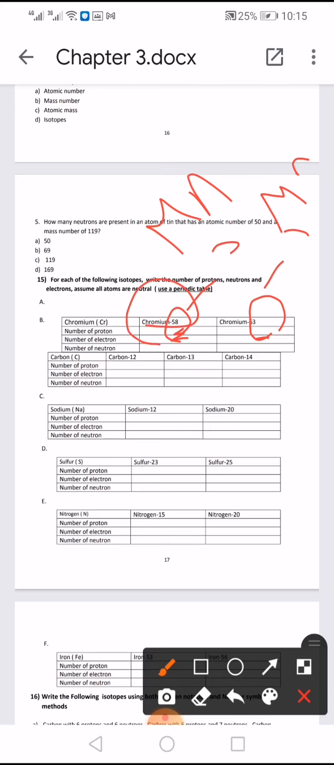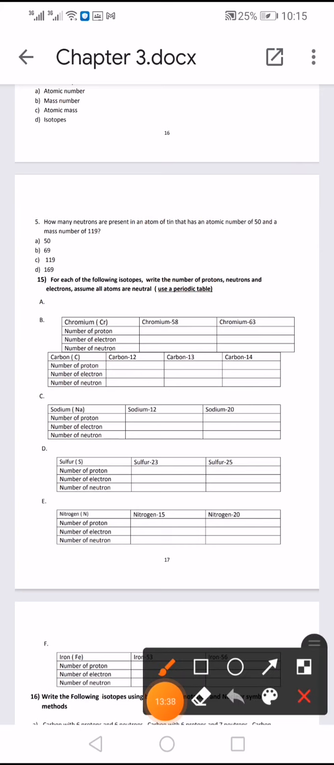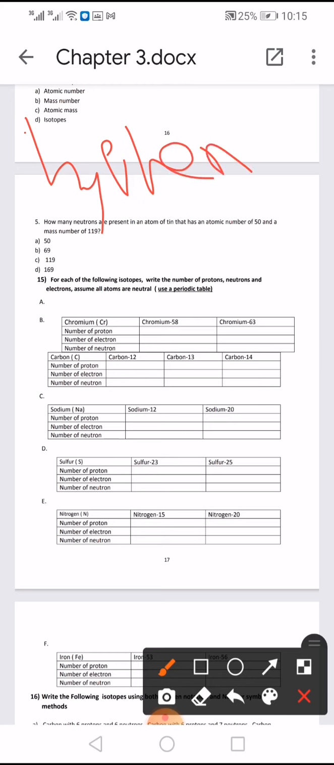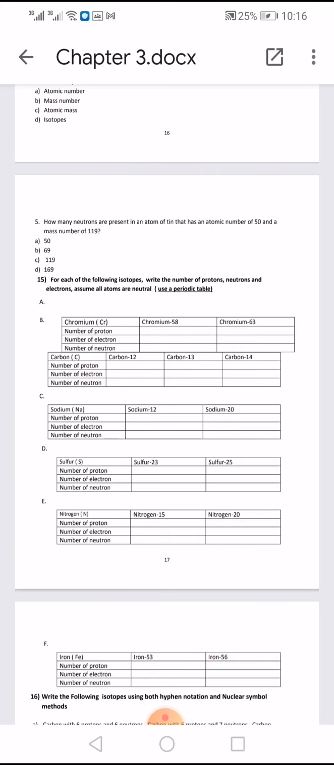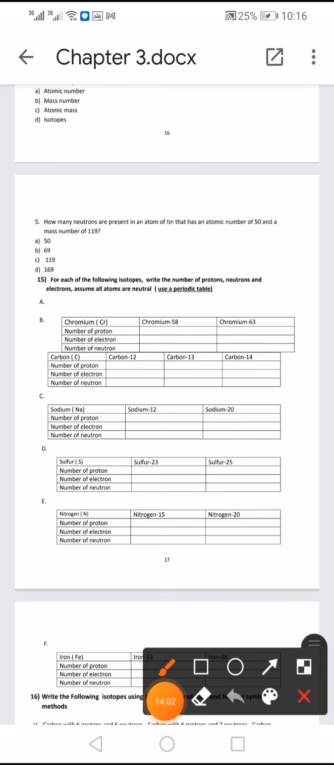This type or method or process is called hyphen notation. Hyphen notation is a method used to write isotopes. In hyphen notation we write the element, then the mass number, like this: chromium, then the mass number 58. This is hyphen notation. Chromium 58 and chromium 63.